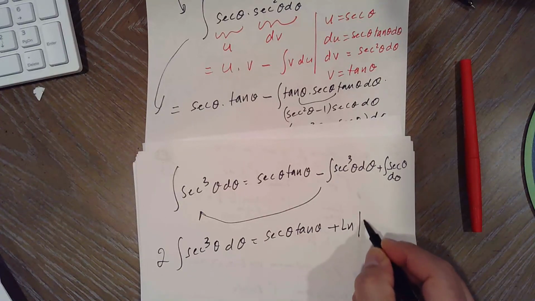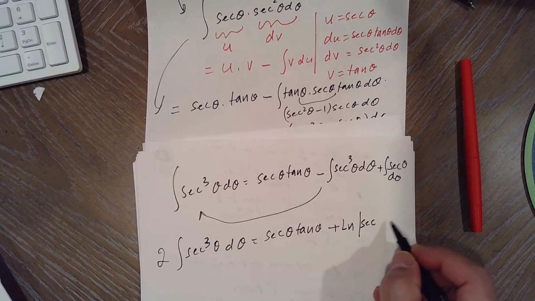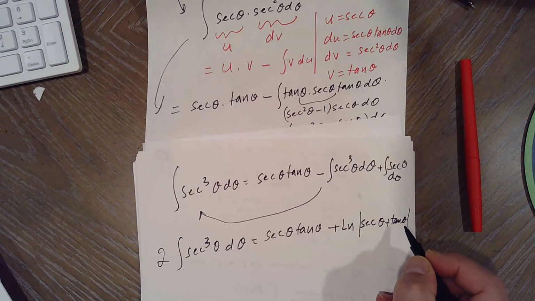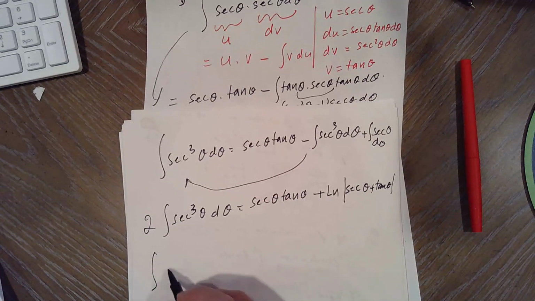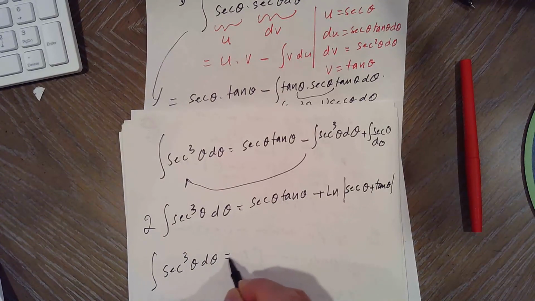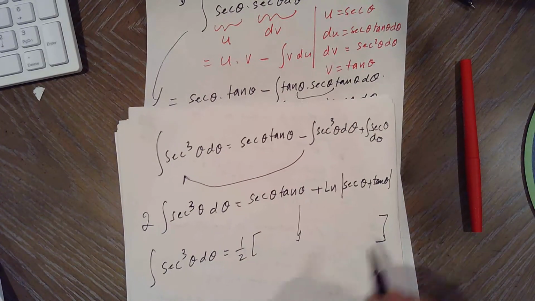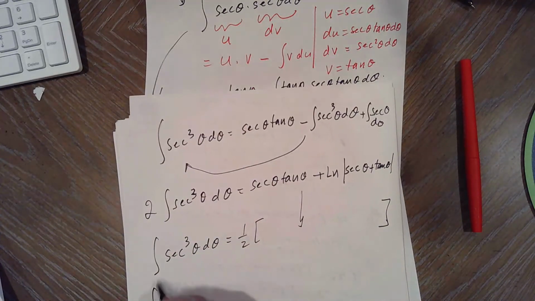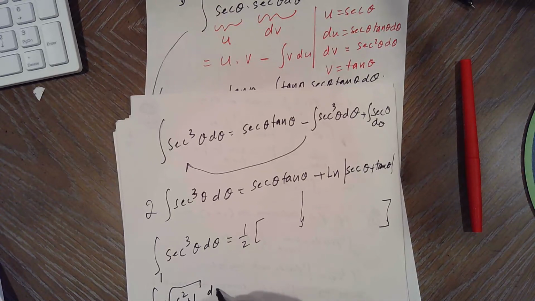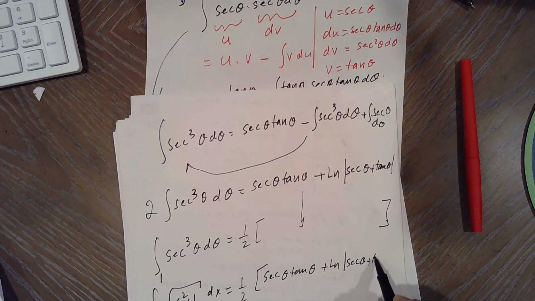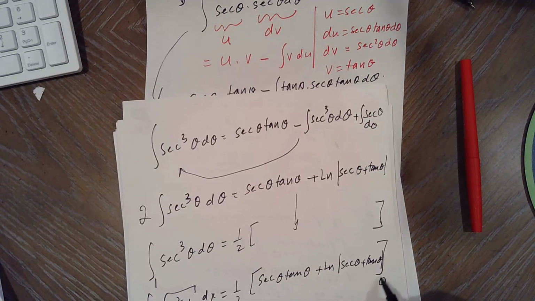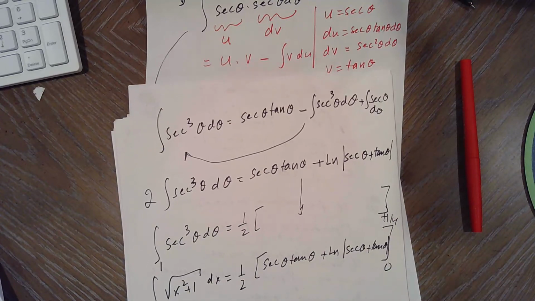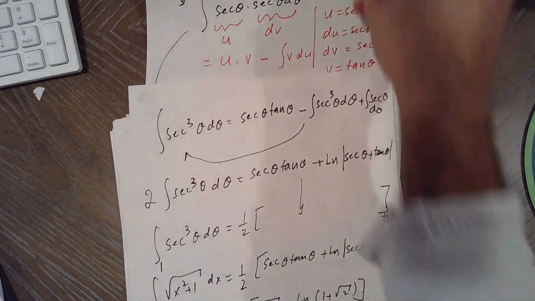Plus the integral of secant, which is ln absolute value of secant theta plus tangent theta. So the integral of secant cubed theta d theta is one half of all this. So go back to our integral from 0 to 1 of the square root of x squared plus 1 dx, which equals one half of all this, plus ln absolute value of secant plus tangent. Now, if x is between 0 and 1, theta is between 0 and pi over 4; you check that. And you end up with half root 2 plus ln of 1 plus root 2. You should be able to figure this out.